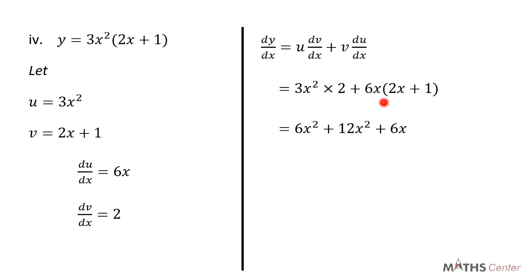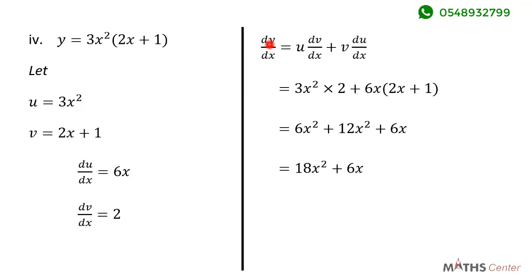When you expand what you have here, you have 3x squared times 2 gives us 6x squared, then plus 6x times 2x plus 1 gives us 12x squared plus 6x, and this gives us 18x squared plus 6x. Here too, you can easily expand this bracket and then differentiate each term as we did in the previous examples, and you get the same results. So this is the product rule.